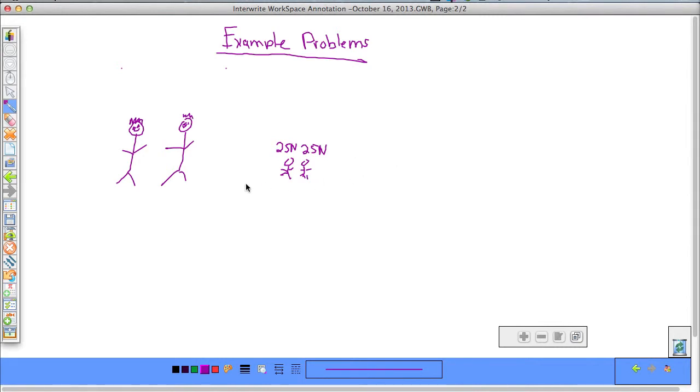So they figured out that each Oompa Loompa can pull a 25 Newton force. And so then they built a sled for themselves, and they figured, if we get enough Oompa Loompas, we should be able to get this sled pulled.